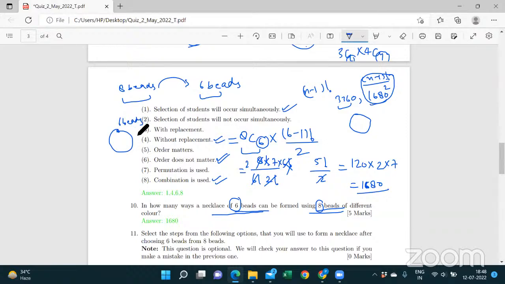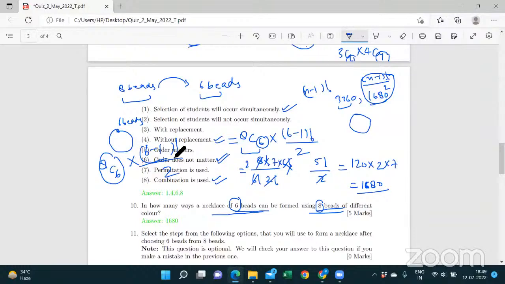Yes. So for forming the necklace of 6 beads, we need to select the 6 beads first. In total, we have 8 beads. In how many ways can we select the 6 beads? In 8C6 ways. After selecting the 6 beads from 8 beads, in how many ways can I form the necklace of 6 beads? (6 minus 1) factorial divided by 2. Why 2? Because in a necklace, clockwise and anti-clockwise arrangements are the same.